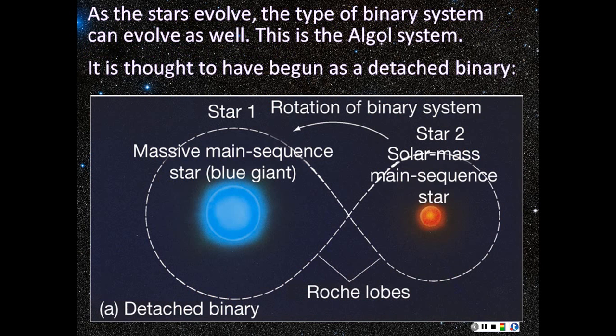But then remember that stars evolve, so they may be in one state at one point in their lives and then they change. Here we're going to consider the system Algol. Algol is probably one of the most famous binary systems. It's been observed for centuries. It's thought that it's a semi-detached binary, but it's thought to have started out as just a regular binary. So you've got a yellow star, a solar mass star, and a blue star, and they've got their Roche lobes, and they're rotating around each other, and they are completely detached. There's no mass transfer between them.